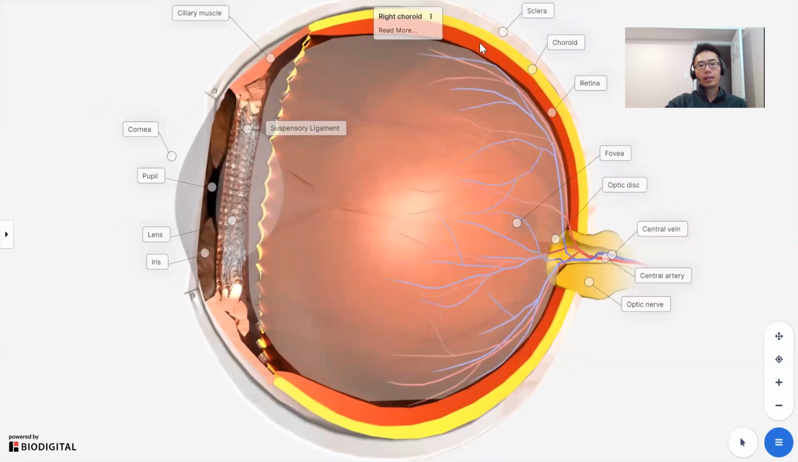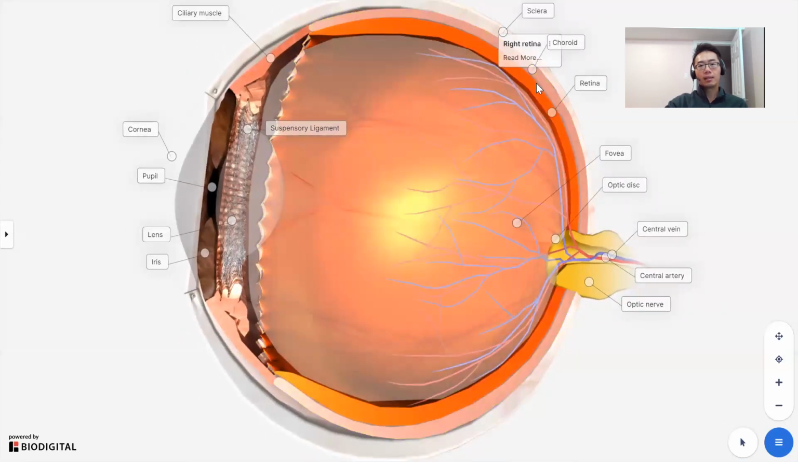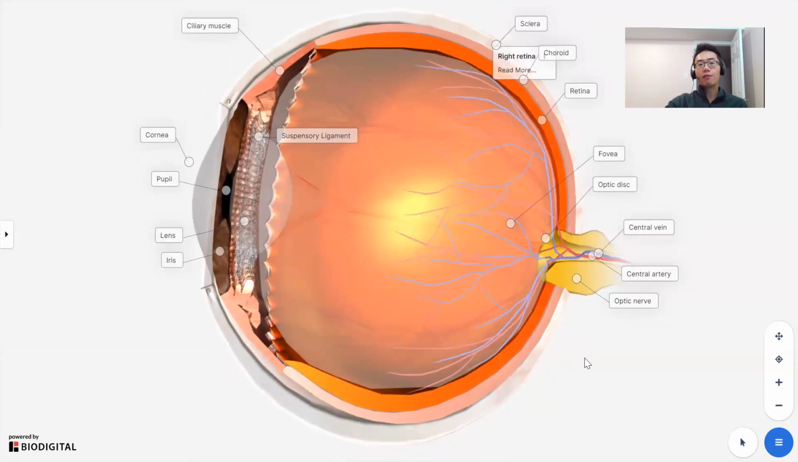And then the third layer is the retina. The retina is where you will find the photoreceptors. Most of the photoreceptors are going to be at the back, right? No point putting photoreceptors here because they will never see light. The light comes in and then it's going to strike at the back, right? So that's the third layer. Sclera, choroid, and then retina. We'll write all these down later on.